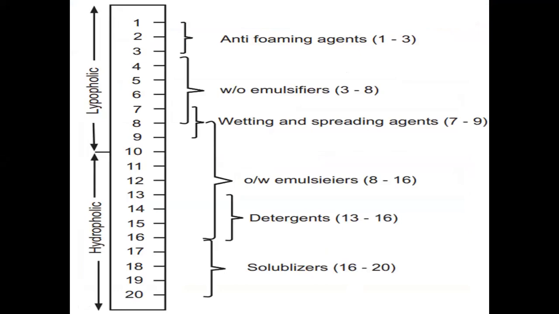O by W emulsifying agents are added to make the emulsion stable in O by W type of emulsion. W by O type of emulsifiers are added in W by O type of emulsion to make the emulsion more stable and to reduce the interfacial tension between the two immiscible phases.